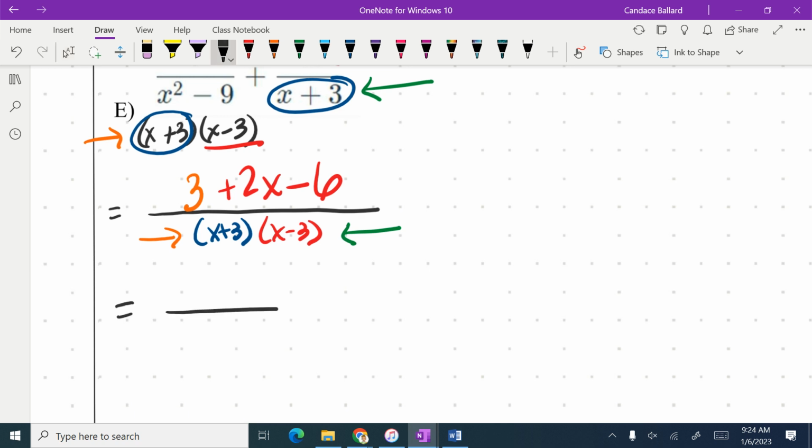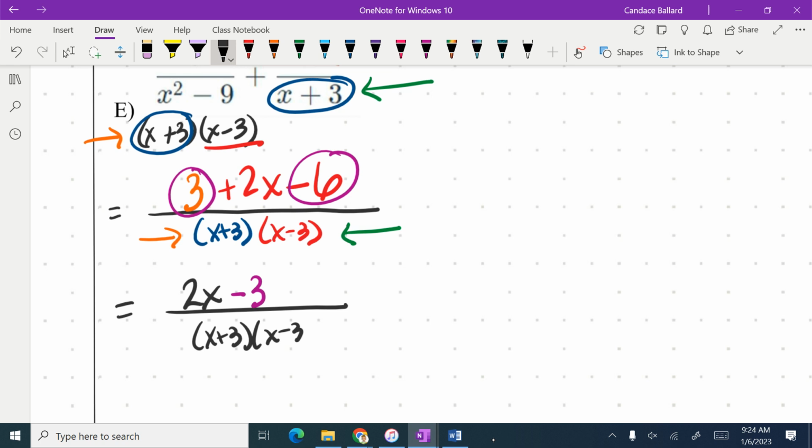We're going to do some combining like terms. Typically, you want to start with your variables because it's not quite in order. So I'm going to keep the 2x up front. 3 minus 6 is what? Negative 3. And then your denominator just stays the way it is. Do not try to FOIL it back out. Otis will mark it wrong.